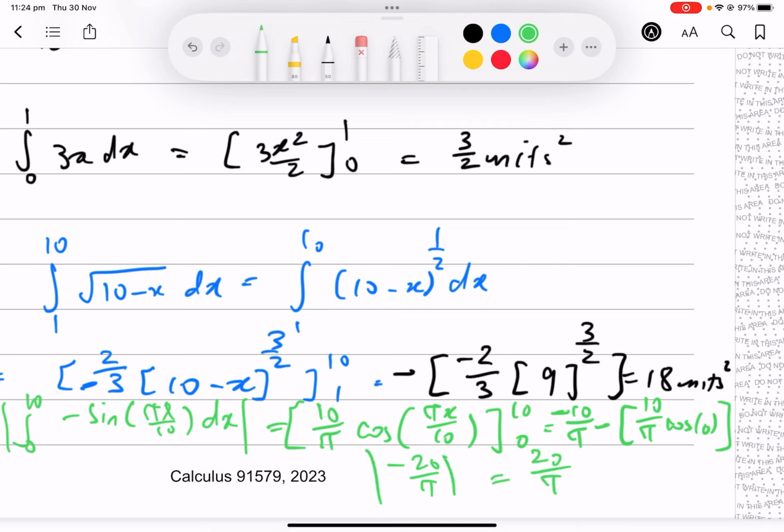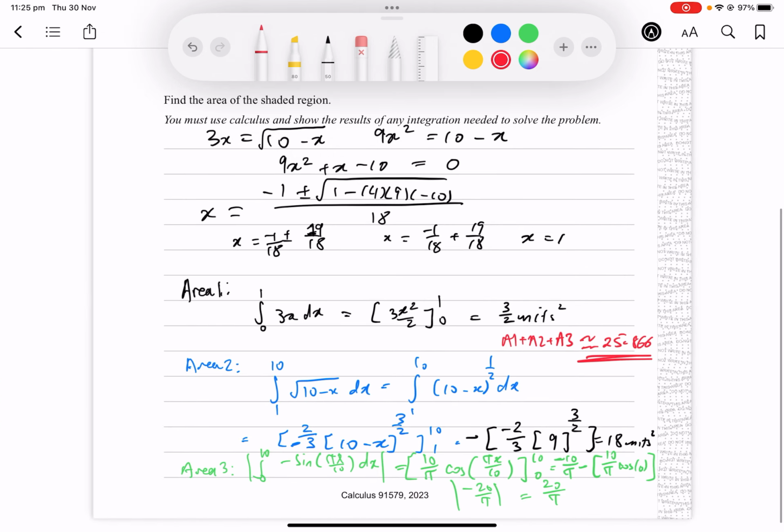And great, we have all the components needed to find our answer. So we have 20 on pi added to 18, and add that to 3 on 2. So our final area, that's A1 plus A2 plus A3, is approximately 25.866 units squared. Okay, that's our final answer.